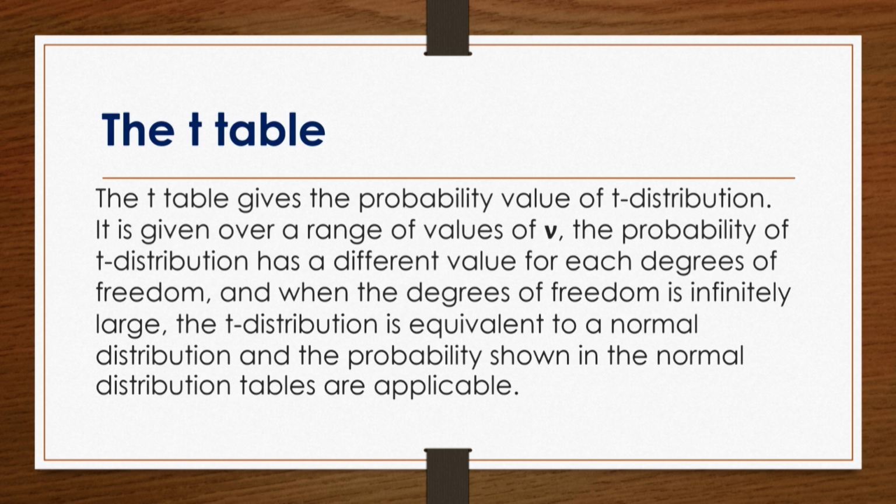The T table. The T table gives the probability values of T distribution. It is given over a range of values of nu. The probability of T distribution has a different value for each degree of freedom, and when the degrees of freedom is infinitely large, the T distribution is equivalent to a normal distribution, and the probabilities shown in the normal distribution table are applicable.